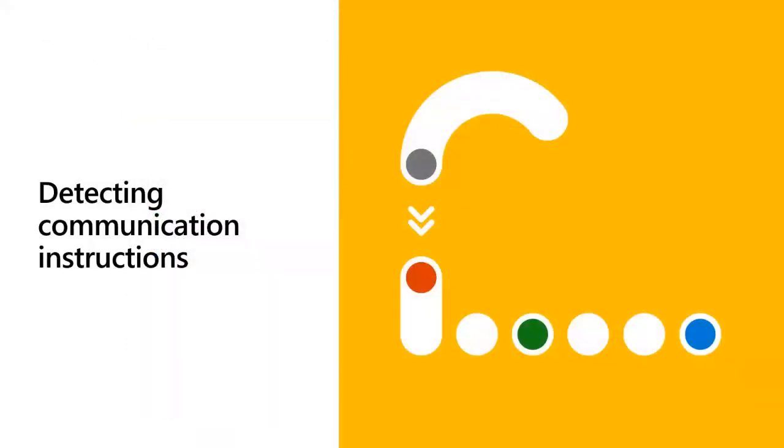Okay, so like in any other malware investigation, it is important to detect communication instructions. And also here in ladder logic, it's important to know how we can look for communication instructions. And now we're going to see some methods to do so.